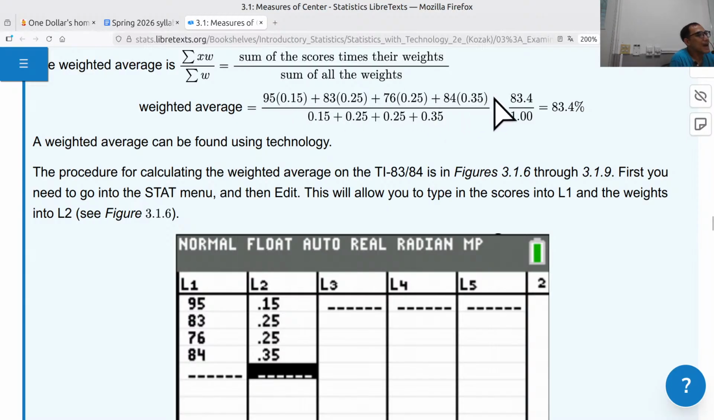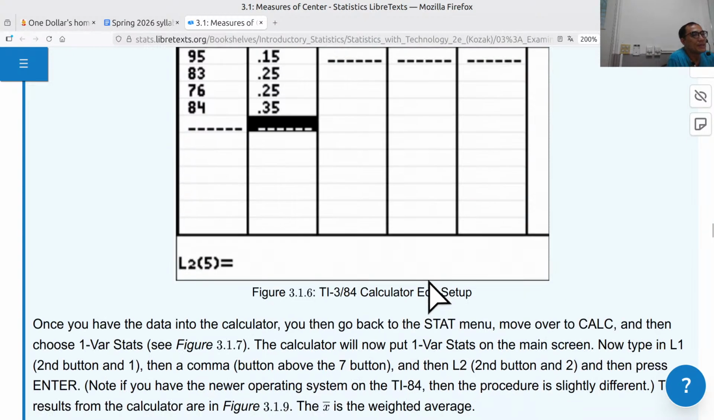Adding everything together, the numerator is 83.4 and the denominator is 1. Thus, the weighted average is 83.4. I think this part is not hard. Okay, I will skip this one.